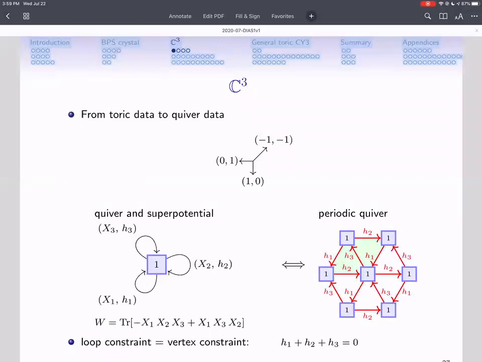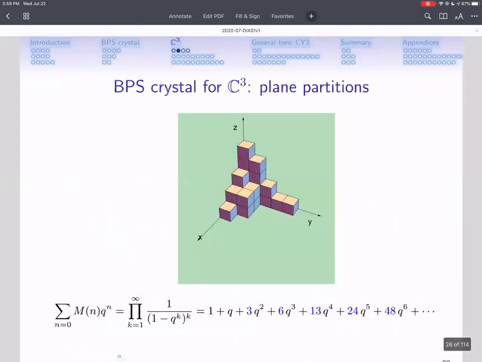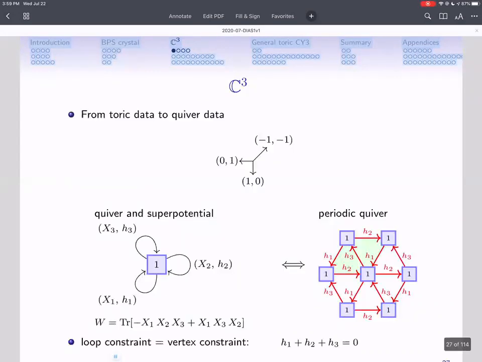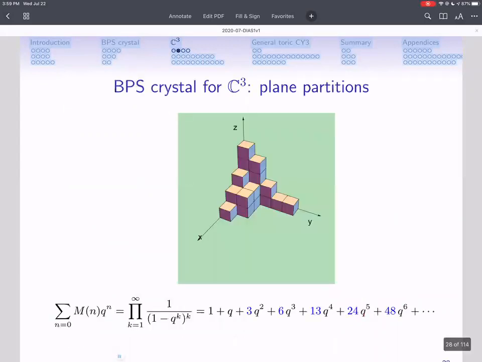So for the C3 case here, the quiver and superpotential pair is this, and I already showed what the periodic quiver looks like. In this simplest case, the loop constraint and vertex constraint are the same: it's just the sum over each of 1, 2, 3 giving you 0. So if you start from this periodic quiver and draw the 3D crystal, it will have the shape of the plane partition. Here is this plane partition, and I wrote down the generating function here. This is my quantum function.